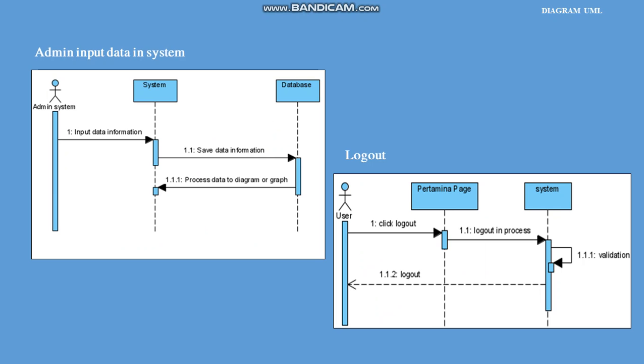In this feature of admin input data in system, the system admin inputs data on the system, then the system will process the data and store it in the database. In the next feature, the executive and system admin will be asked to log out after they have finished accessing and inputting data.